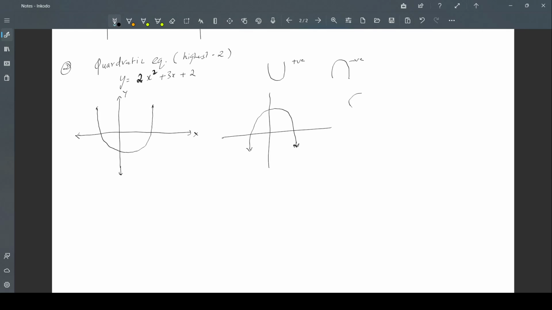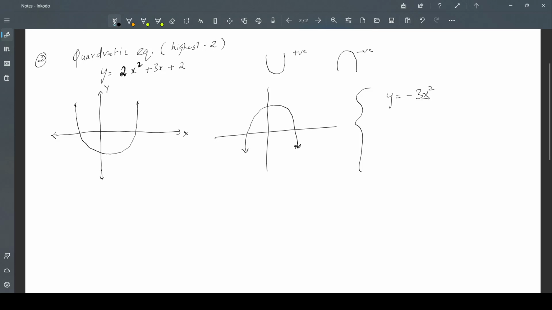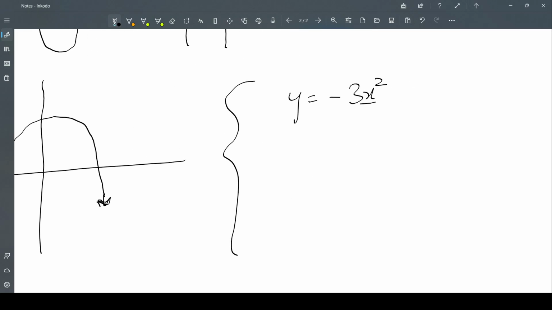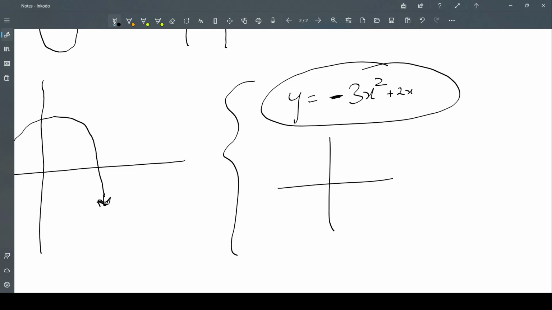Let's say I give you an example, y equals minus 3x square plus 2x. In this case, will the graph be positive or negative? How will the graph look? Because the x square term has a negative coefficient, minus 3, it will be like this one, right? The graph will be opposite to you.